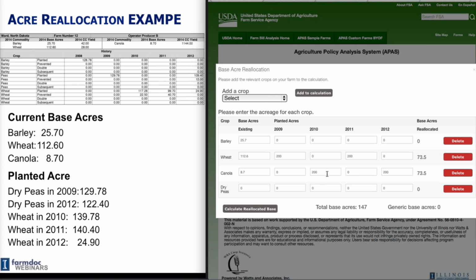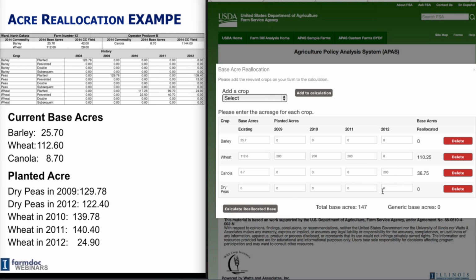Let me just do one more example here. Let's say you have 3 years of wheat, 1 year of canola. Now this is going to be 3/4 wheat, 1/4 canola. So 75% of 147 is where the 110.25 comes from for wheat, and 25% is where the 36.75 reallocated acres for canola would come from.